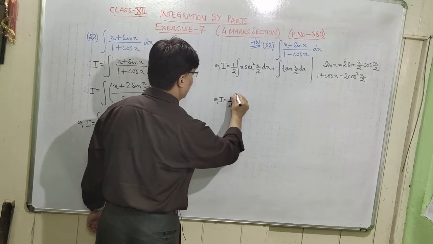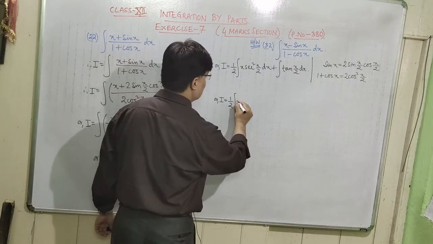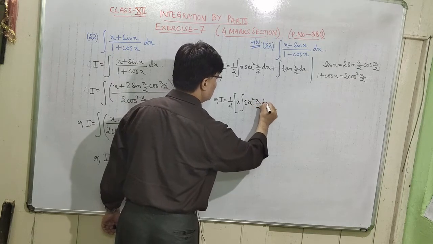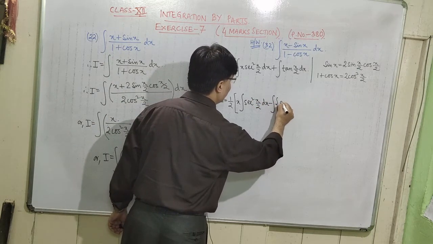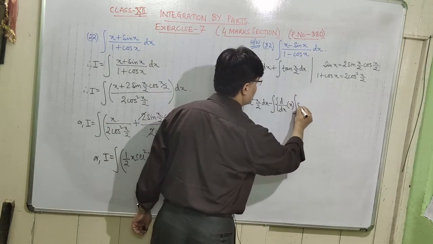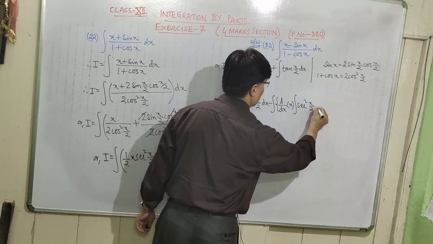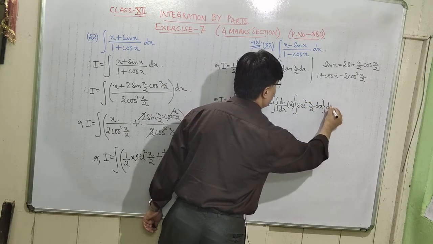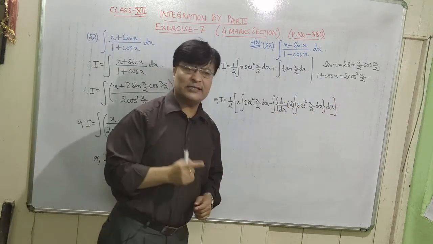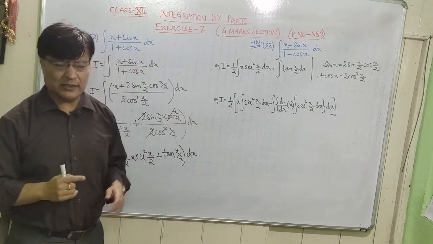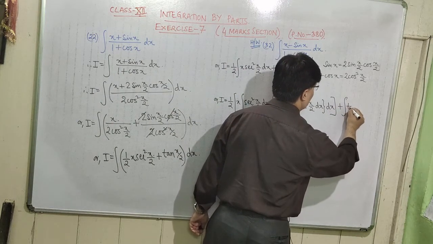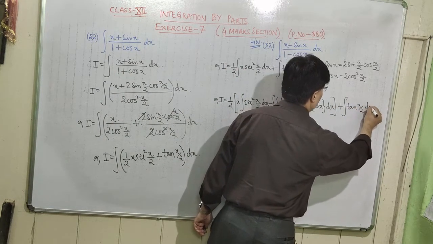I is equal to half. Now within third bracket, x is the first function, it is taken outside. Integration of sec square x by 2 dx minus integration of, this is dy dx of x, right? Integration of, this is sec square x by 2 dx, second bracket closed, dx, third bracket is closed. Now you can easily integrate this integral tan mx dx, isn't it? So let us keep it as it is. That is integration of tan x by 2 dx.